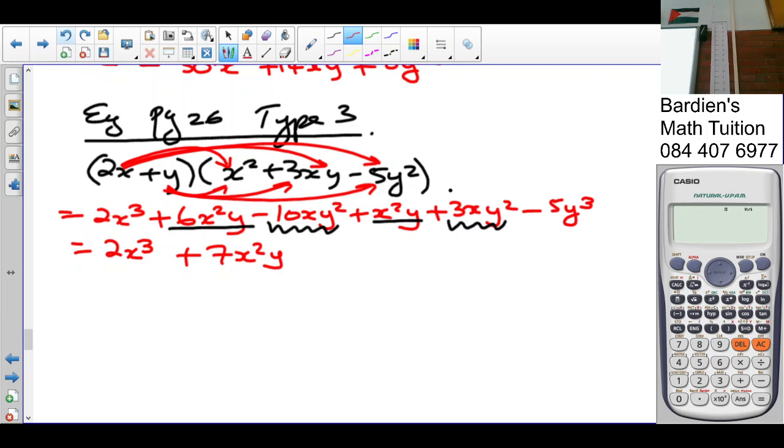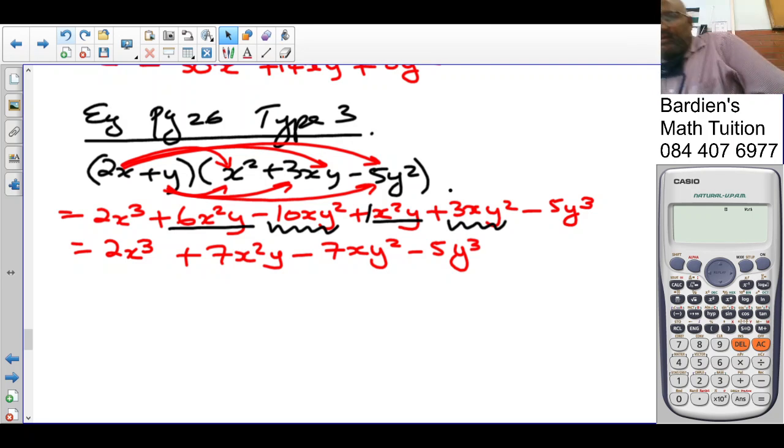7x squared y. Remember, if there's no number there, there's a 1. Negative 10xy squared plus 3xy squared, negative 7xy squared, minus 5y cubed. See any like terms thereafter? No. Right. If you didn't understand, you can go sort it out after school. Otherwise, you can watch the video again later on. For homework.